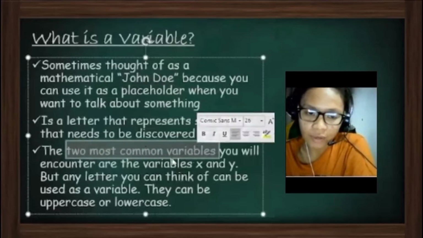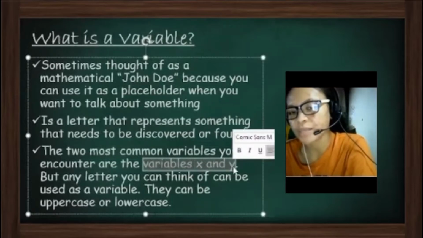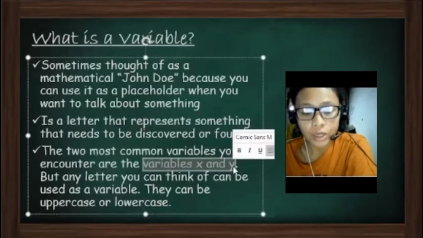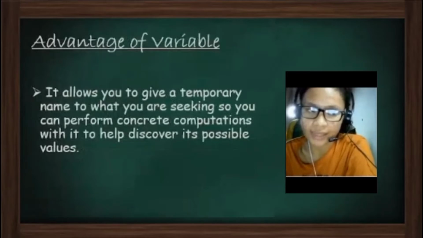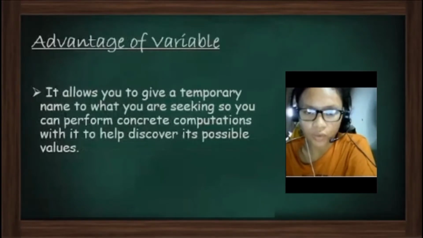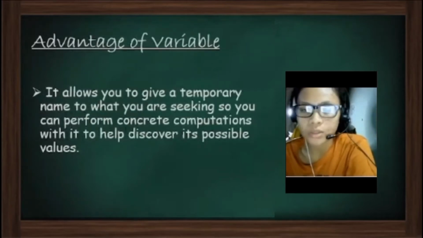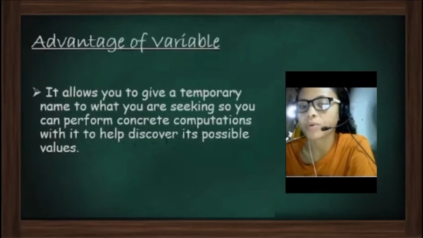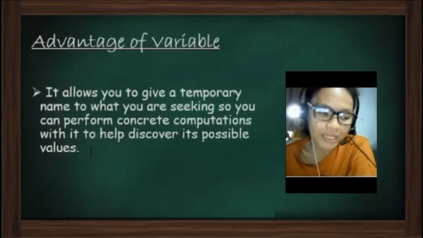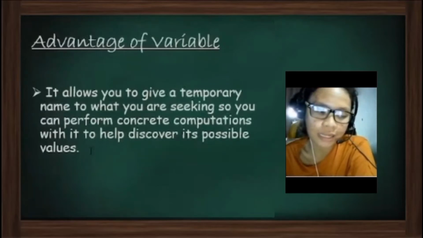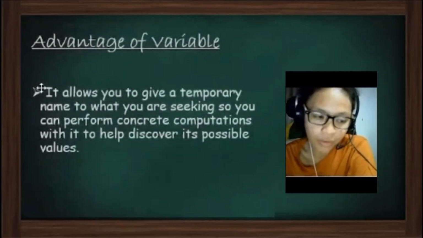Another thing is we have two most common variables which we always encounter, which are the variables x and y. But any letter you can think of can be used as a variable, so they can be uppercase or lowercase. So what is the advantage of a variable? It shows here that it allows you to give a temporary name to what you are seeking, so you can perform concrete computations with it to help discover its possible values. So basically it means that a variable makes calculation easier for us. It represents what needs to be found, so to speak.